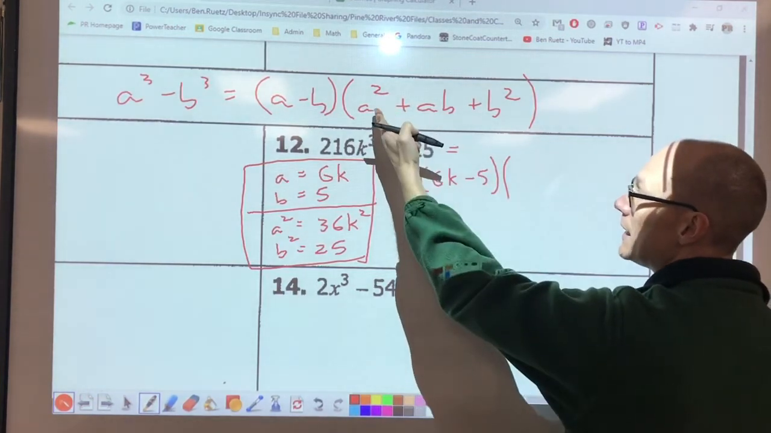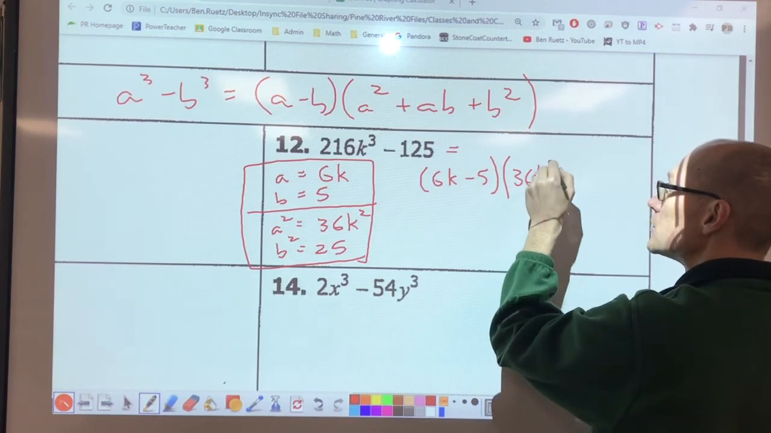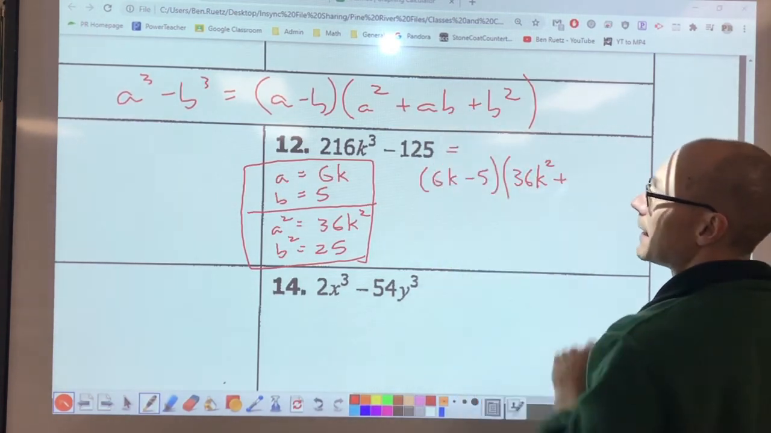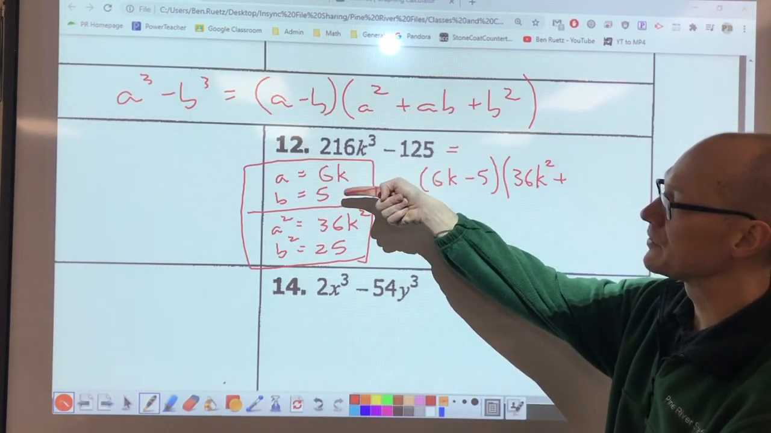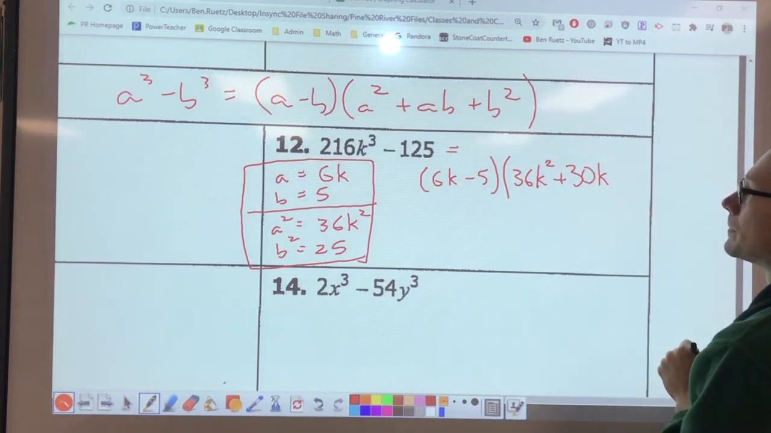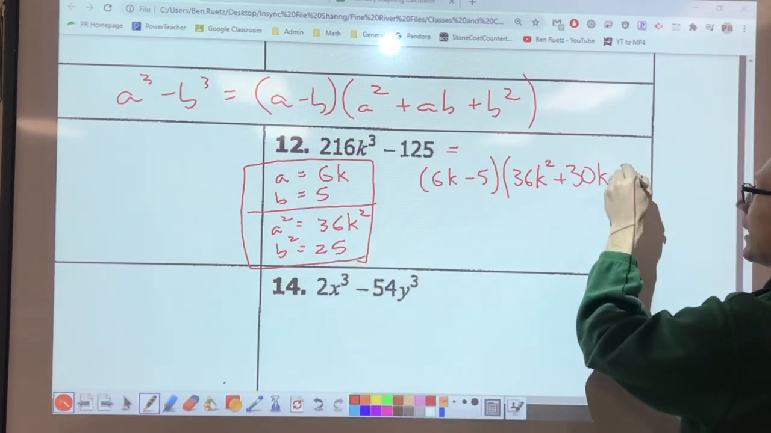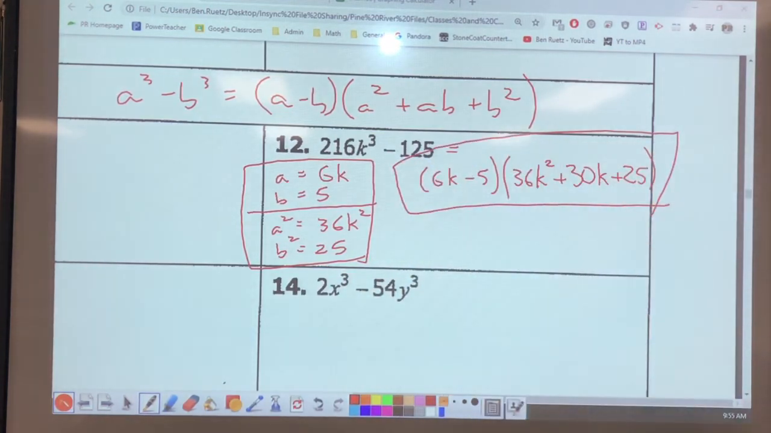Times A squared. What is A squared? 36k squared. Plus A times B. What is A times B? That's 6k times 5. That's 30k. Plus B squared. B squared is 25. And that is my answer.